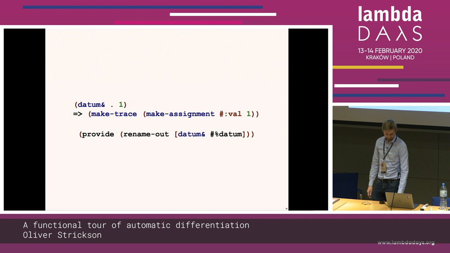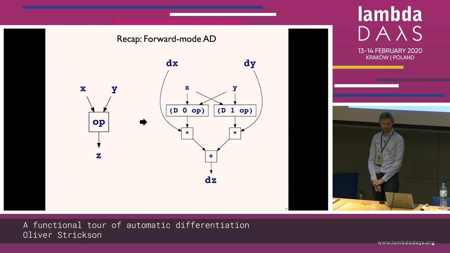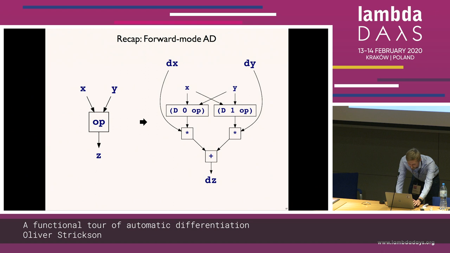Okay, so that gives us program tracing. Let's implement that graph algorithm. And just to recap, that's what that looks like. So we're just going to implement this on our trace. Actually, before I do that, I'll just demonstrate it again.